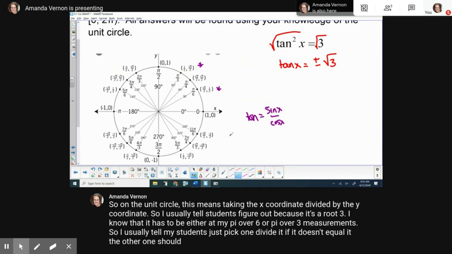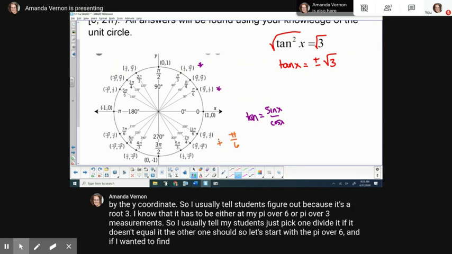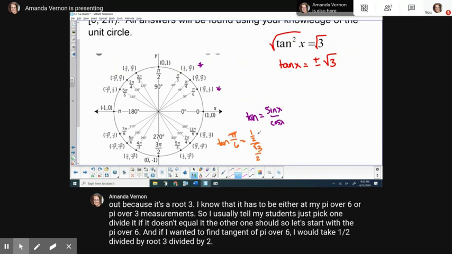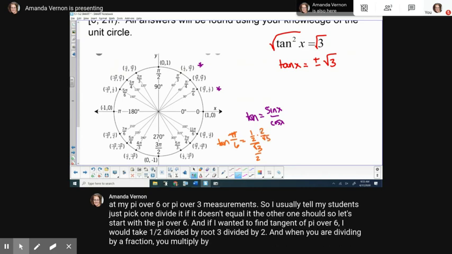So let's start with pi over 6. If I wanted to find tangent of pi over 6, I would take 1/2 divided by root 3 over 2. And when you are dividing by a fraction, you multiply by its reciprocal.